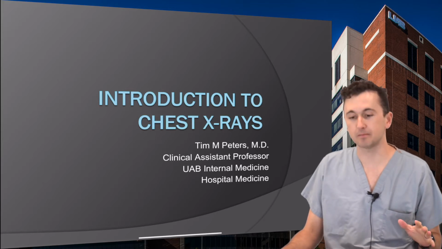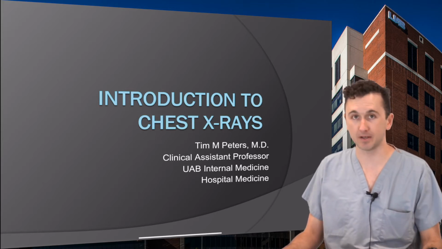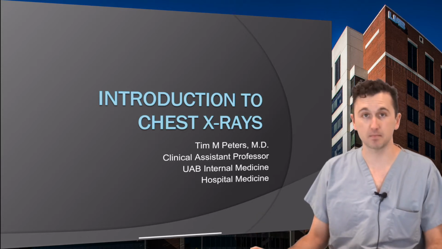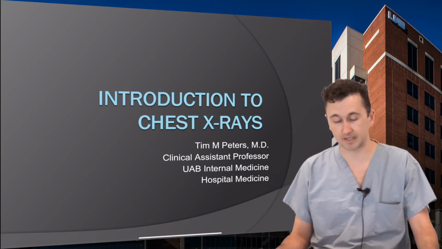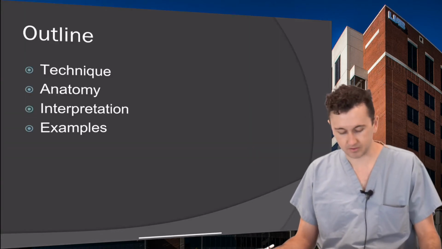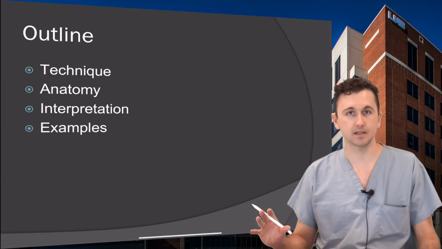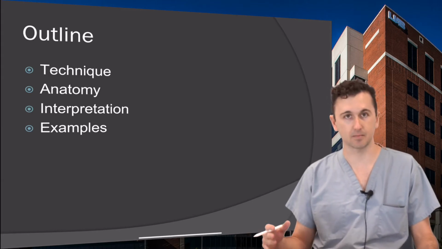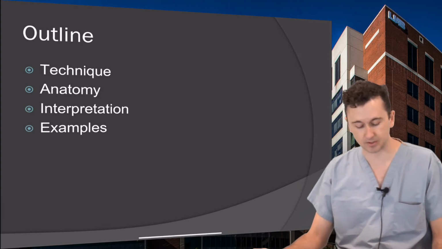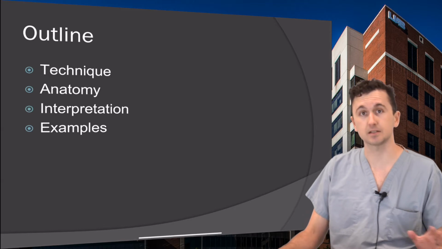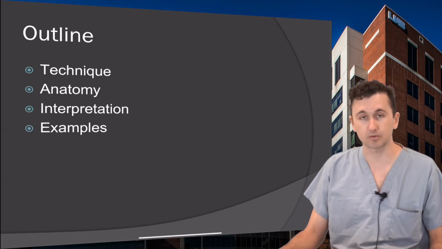Two, I want you to be able to pick out the most common things on chest x-rays. And then lastly, pick out the things you can't miss, even if they're not necessarily common, the can't-miss diagnoses. All right, so here is our brief outline. We're going to talk about the technique of how x-rays are shot, and then we'll review the anatomy of what the x-rays are actually capturing. Then we'll go over an interpretation method on how to read chest x-rays, and lastly, we will go through a few examples.